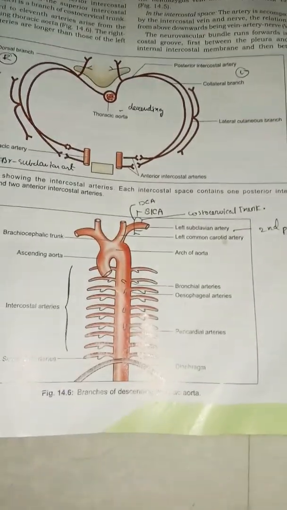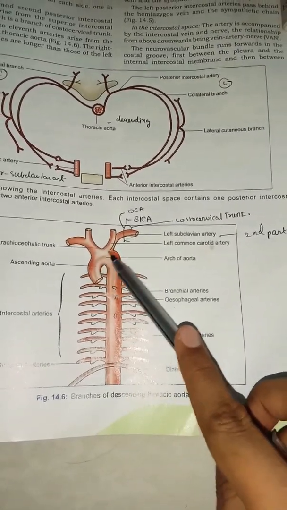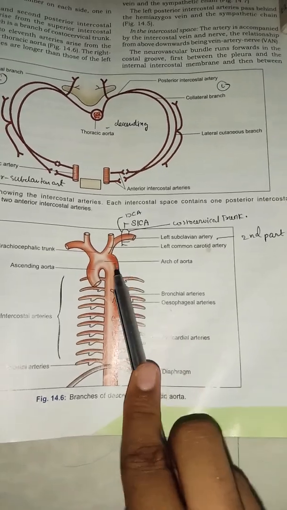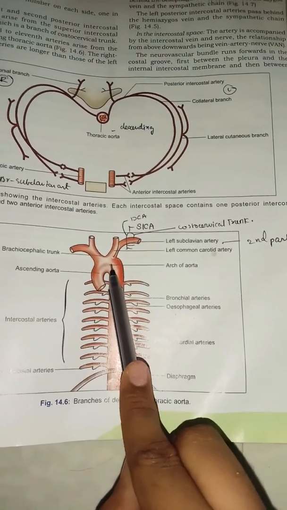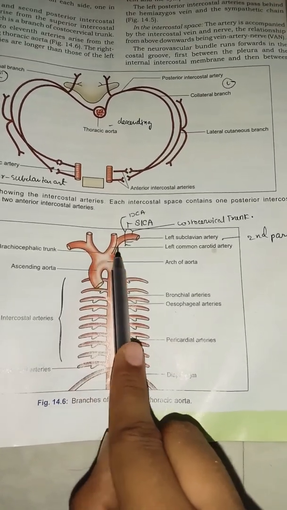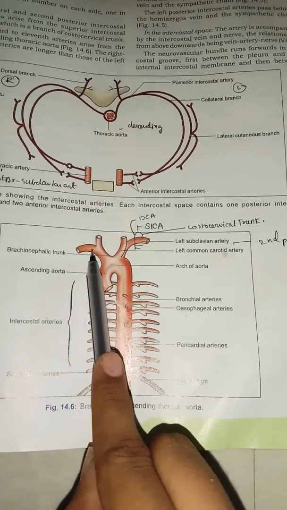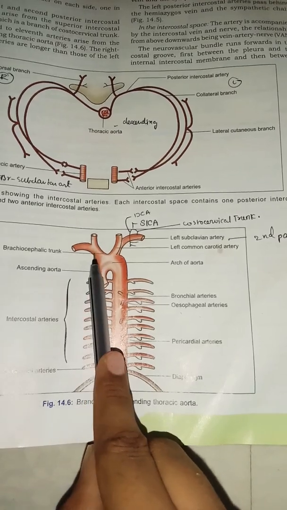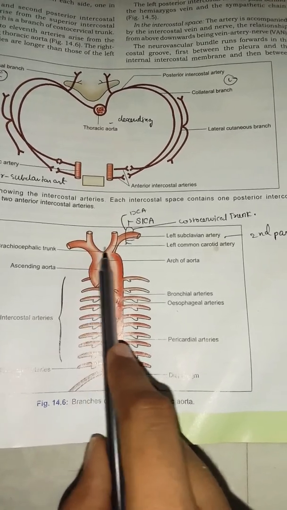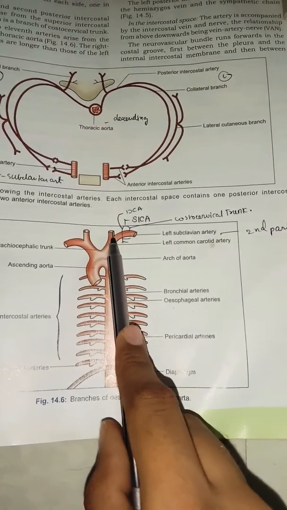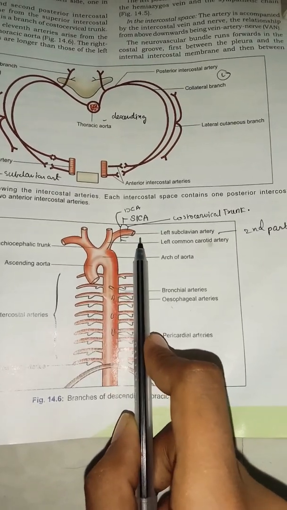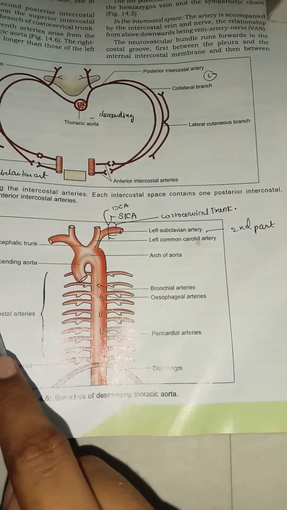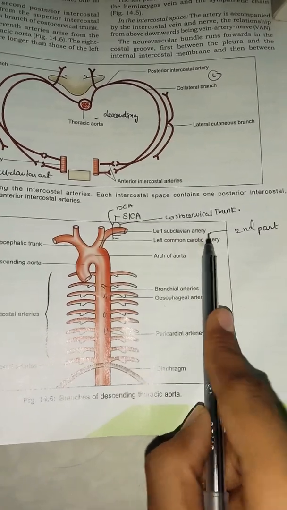You can see this is the ascending aorta, this is the descending aorta, and this is the arch of aorta. The arch of aorta is divided into the brachiocephalic trunk, which in turn divides into the right subclavian artery and right common carotid artery. On the left side it gives the left common carotid artery and left subclavian artery. Our main concern today is the left subclavian artery.